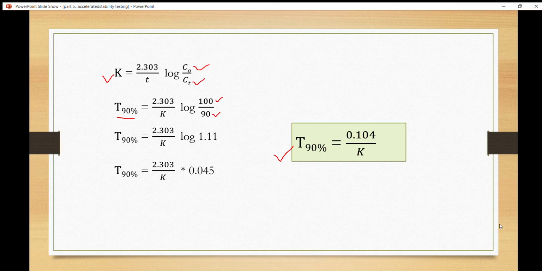This 100 divided by 90 gives the value 1.11. The log of this 1.11 gives the value 0.045. By multiplying this 0.045 by 2.303, we get the final value, that is 0.104 upon K, where K is the specific rate constant for a particular order. Here it is the first order, and this is the t90%, that is the shelf life of a product. By using such an equation, we can easily calculate the shelf life of a pharmaceutical product.